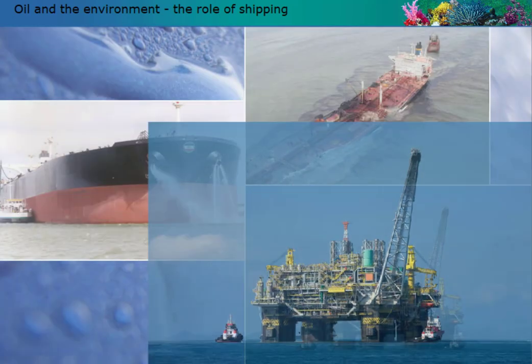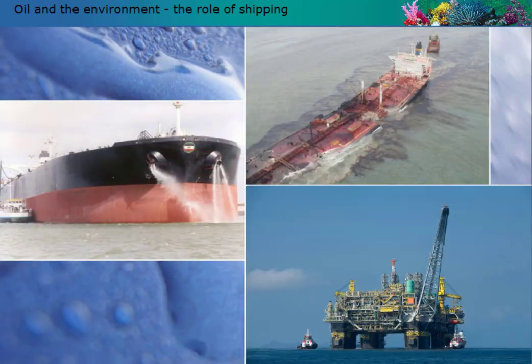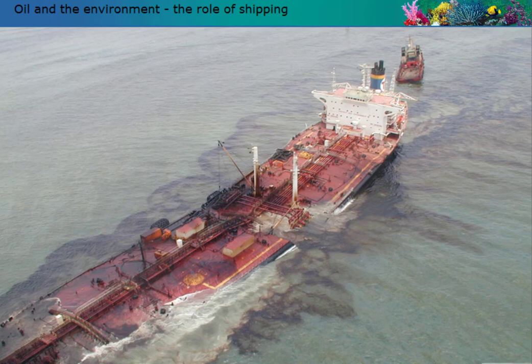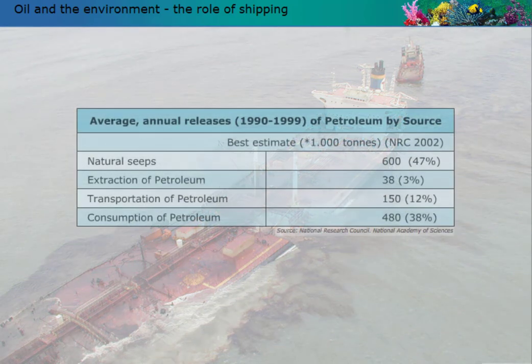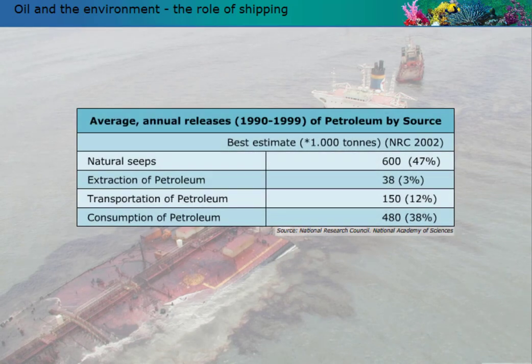Oil enters the ocean from a variety of sources. Accidental spills from ships and offshore platforms are a visible cause of oil pollution of the marine environment. However, natural sources and land-based sources also account for a large part of the input of oil in the marine environment.